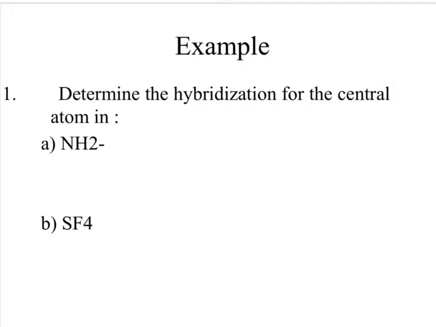So we're going to determine the hybridization of bonds for the central atom in the NH2 ion. This is NH2 minus 1. First we have to draw the Lewis structure before we can determine the hybridization. Nitrogen has 5 valence electrons, and hydrogen has 1, and we have 2 hydrogens. That gives us a total of 7, and we have 1 extra electron because this is an ion. So we have a total of 8 electrons.